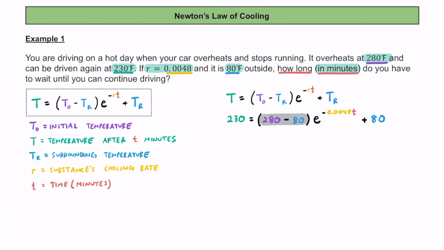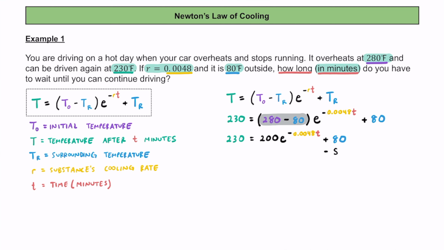Let's subtract these. So on the left side, we're still going to have 230, and that's going to be equal to 280 minus 80. That's going to be 200, and that's still going to multiply by this e to the negative 0.0048 times the amount of time measured in minutes. And let's add this 80 on at the end, the surrounding temperature.